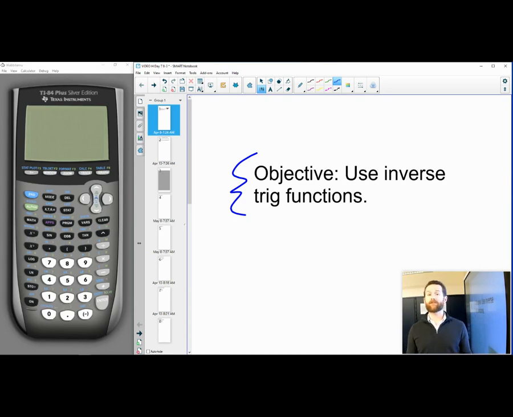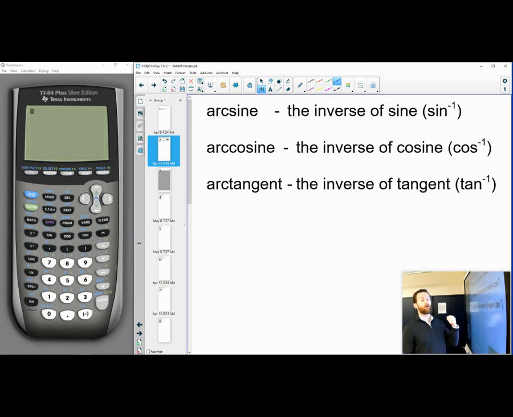So we already know about the basic trig functions, sine, cosine, and tangent, but today in this video we're going to talk about what it means to have the inverse of those trig functions. Now the inverse of those trig functions are called arcsine, arccosine, and arctangent. So arcsine is the inverse of sine, arccosine is the inverse of cosine, and following the pattern, arctangent is the inverse of tangent. Now, on a calculator, these are notated as sine -1, cosine -1, and tangent -1.